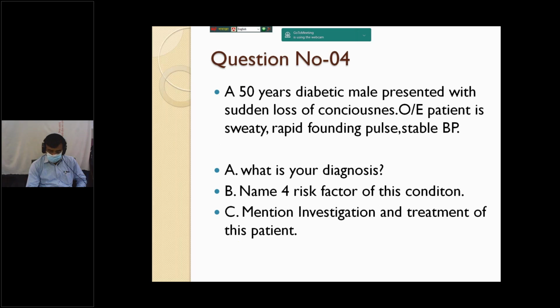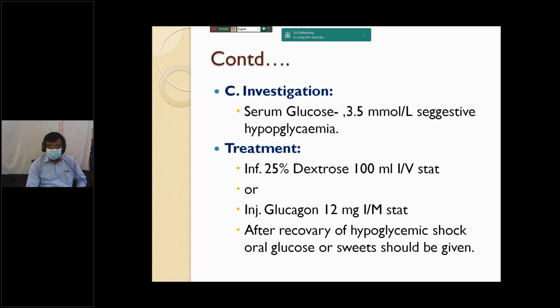Mention investigation and treatment of this patient. For investigation, serum glucose level less than 3.5 millimole, suggestive of hypoglycemia. And treatment is given by 25% dextrose, 100 ml IV stat or injection glucagon, 1 milligram, not 12 milligram, 1 milligram IM stat. And after recovery from the acute stage, hypoglycemic patient, oral glucose and sweets should be given.